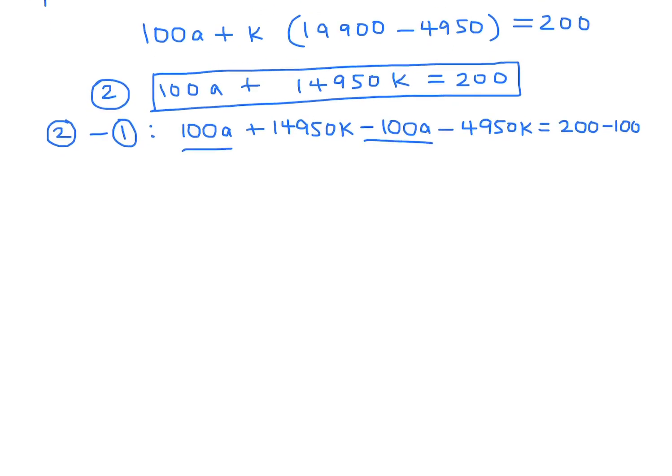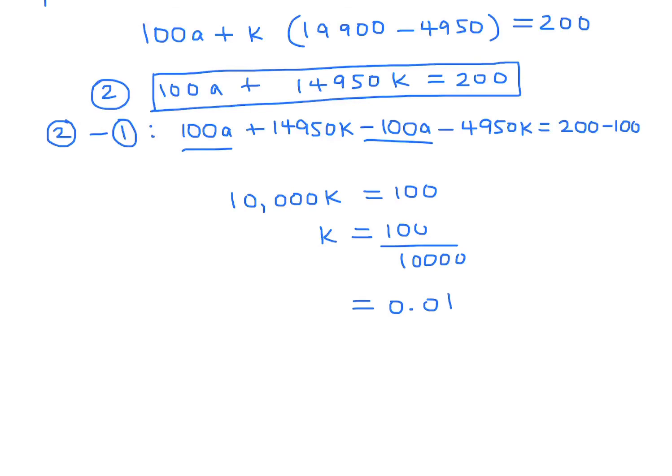So the a's go, and that leaves me with 10,000k is equal to 100, and therefore k is equal to 100 over 10,000, which is equal to 0.01. All right, so we got k.